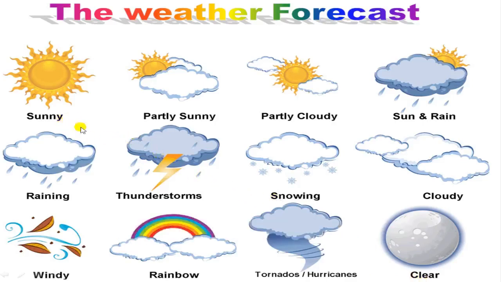Again: sunny, partly sunny, partly cloudy, sun and rain, raining, thunderstorms, snowing, cloudy, windy, rainbow, tornadoes, hurricanes, clear.